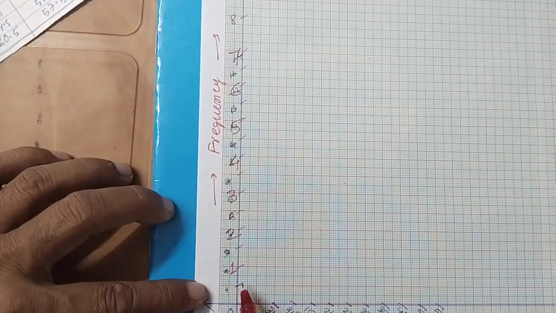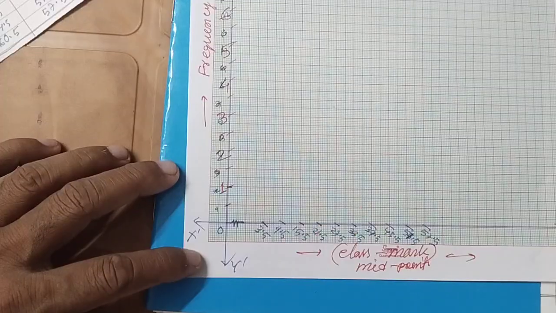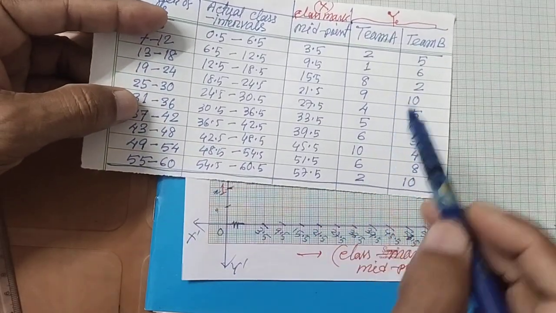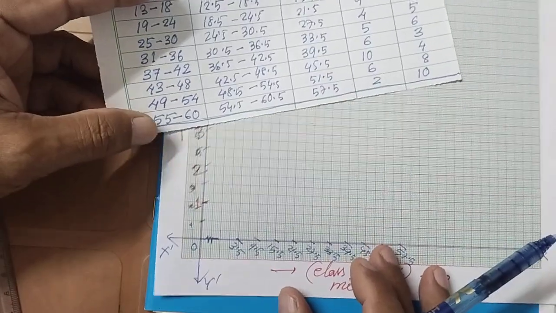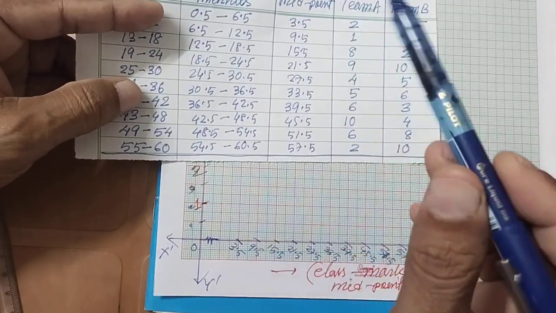Okay, this is 10, and this is another 10, so 20 divisions is 1 unit. Now we have to draw 2 graphs, one for team A and another for team B. It will be clear if I draw with 2 different inks. For team A, I'll draw with blue ink.